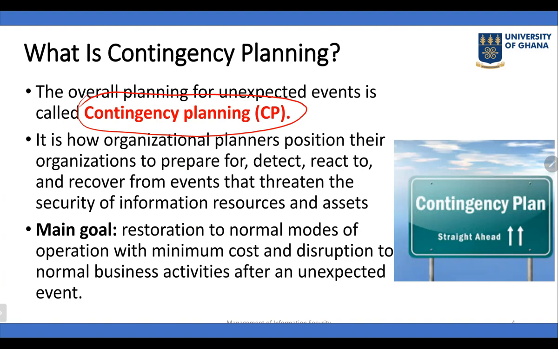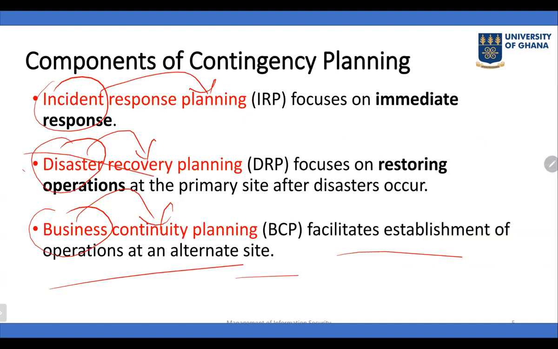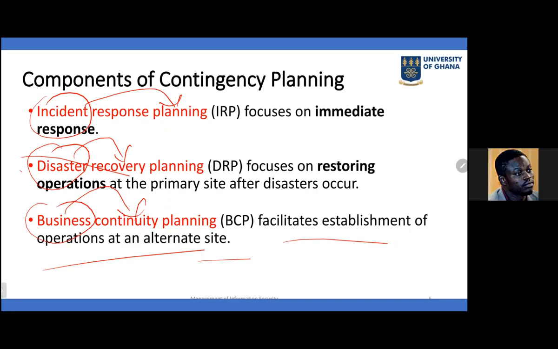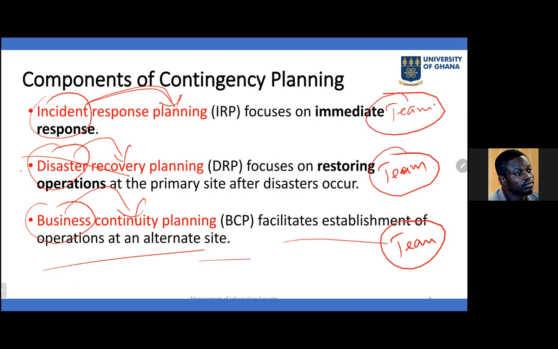And I'm saying that we are going to look at it in three ways: incident response planning, disaster recovery planning, and business continuity planning. Every organization must ensure that it has an IRP, a DRP, and a BCP. Usually you need to form a team for all these. Along the line, I'll ask questions regarding the teams of contingency planning in your organization. So you have the incident response planning team, the disaster recovery planning team, and the business continuity planning team.